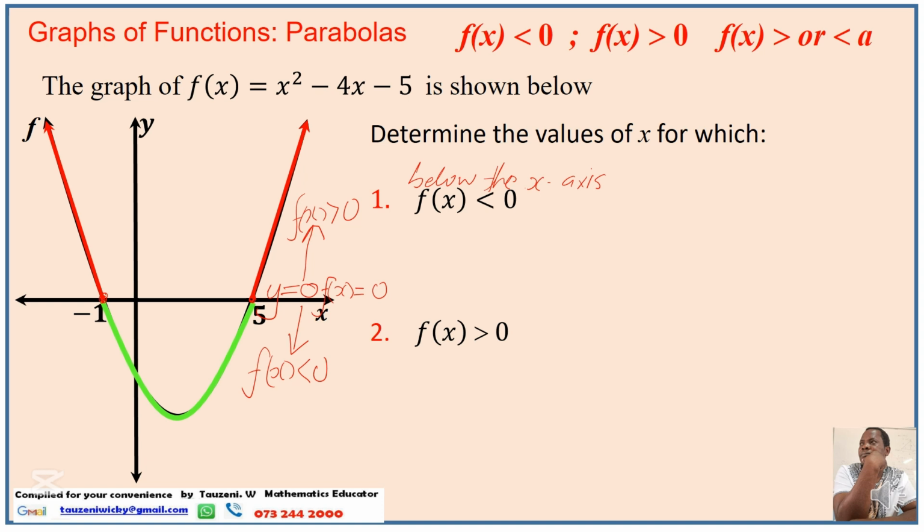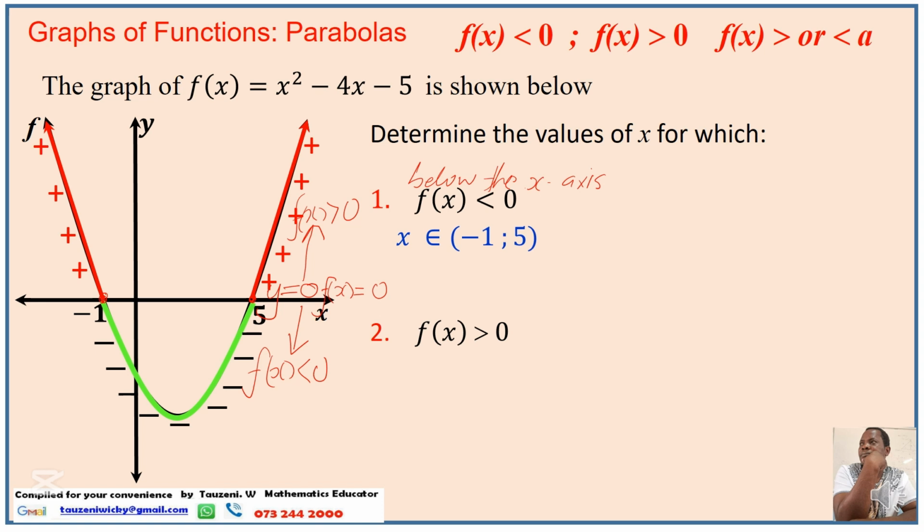Now what you need to do is to write the values of x. Where is this happening? So my first answer comes from noticing that the part of the graph which is on the negative side is from -1 to 5. And that gives me the answer for number 1.1. From -1 to 5, the graph of f is below the x-axis. The graph of f is below the 0 point.